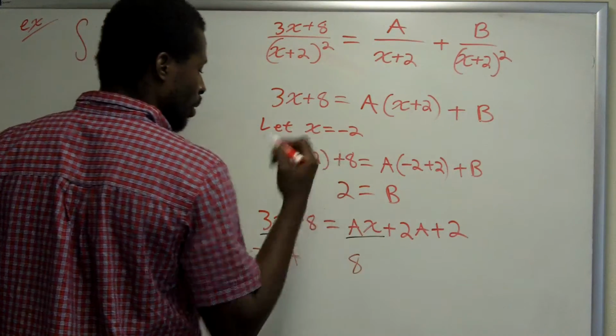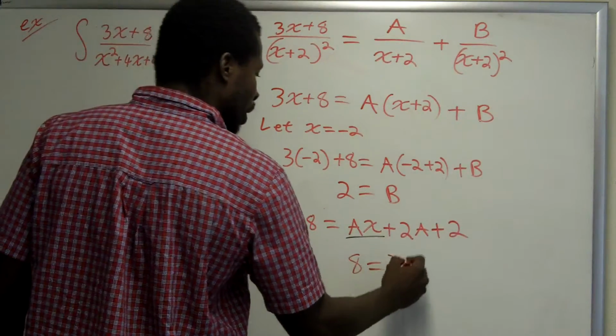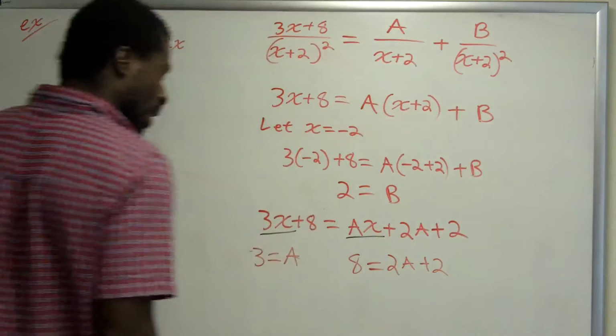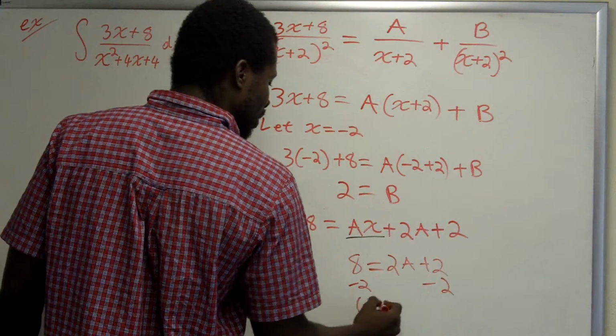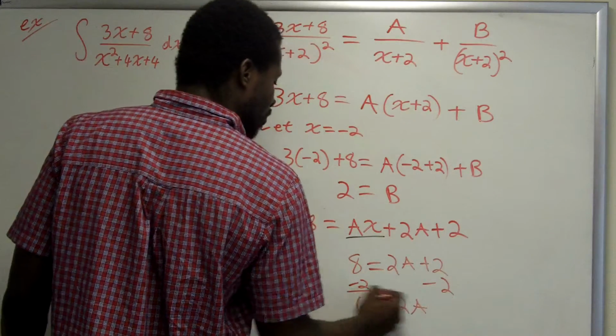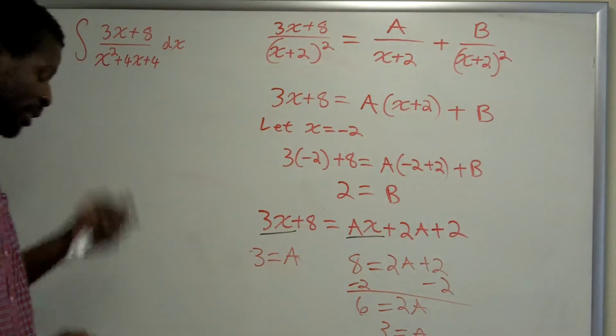8 has to equal the constant, the thing that doesn't have an x over here. Well, that's 2a plus 2. And in either case, if you subtract 2 here, you get that 6 is equal to 2a. And if you finish solving it, you get that a is equal to 3. But we already knew that because we had this.